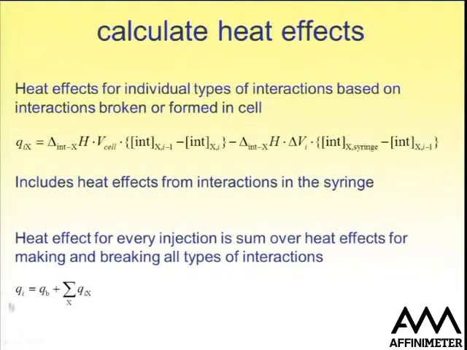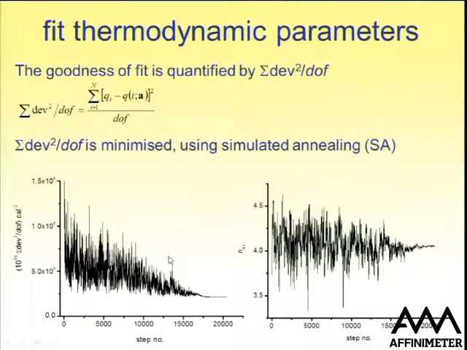You then do a summation over all these different contributions to the heat effect, and you add a term for the baseline, which is this one over here, and that gives you the total heat effect for every injection. So what you need now is to find out whether your binding model is a good model, and the way that we do that is by quantifying the fit, or the goodness of fit, in terms of a sum of square deviations divided by degrees of freedom.